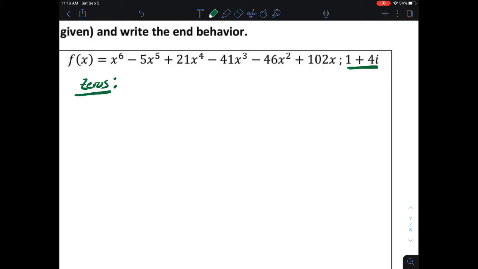They give me 1 zero to start with, so I know that I have 1 plus 4i as a 0. Now remember our rule, if you're given an irrational or a complex number root, the conjugate is also a 0. So I also have 1 minus 4i as a 0 as well. And so now I got to go get 4 other zeros in this list.